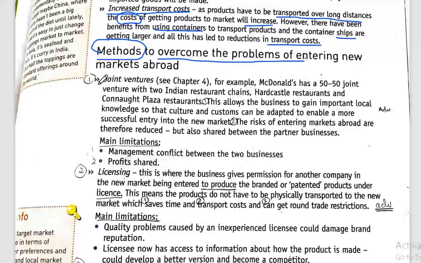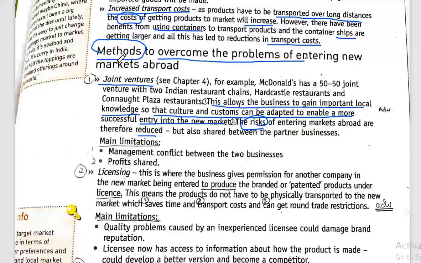Starting with the first solution or method, which is joint venture. For example, McDonald's has a 50-50 joint venture with two Indian restaurant chains, Hardcastle Restaurants and Connaught Plaza Restaurant. When I do a joint venture, this allows the business to gain important local knowledge. So lack of knowledge is solved when I do a joint venture with already existing businesses, because they understand the market more than the new business. So culture and customs can be adapted, enabling more successful entry to the new market, and the risks are definitely going to be reduced.